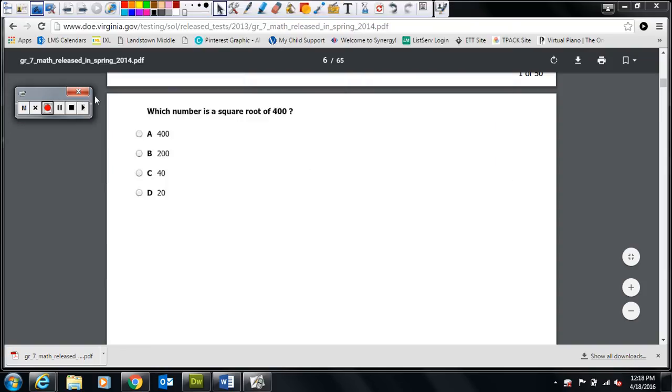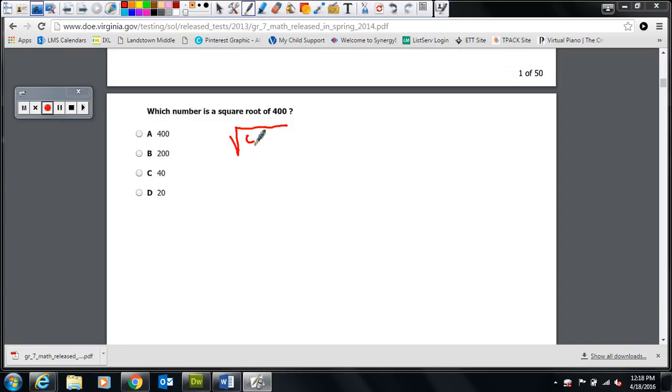All right, so we have another multiple choice question from the 2014 Math 7 SOL test. This is question number 2, and it's asking us to find which value is equivalent to the square root of 400. So I'm going to go ahead and write what the square root looks like, the square root of 400. So how do I know which one of these is equivalent to this? Well, let's think for a minute about square roots.